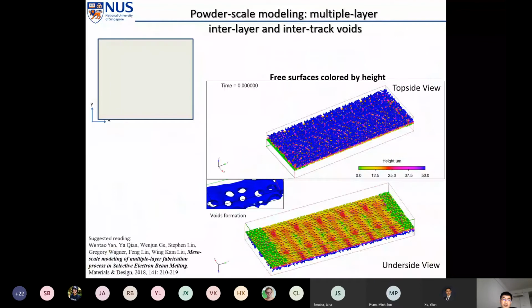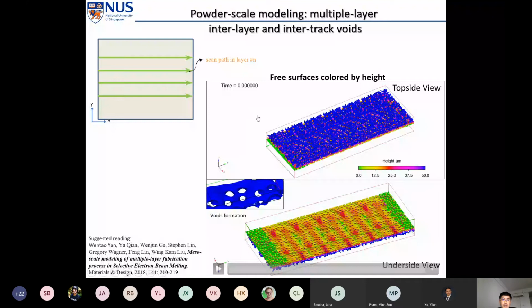For the pores, actually, in real experiments, it's not just a single track, it's multiple layers, multiple tracks. Maybe in one layer the scan path is like this, and in the next layer the scan path will rotate by a certain angle. So in the simulation, we try to reproduce what's going on in the experiment, so we also incorporate the scan path. We already finished the first layer in this direction, and then we run the second layer.